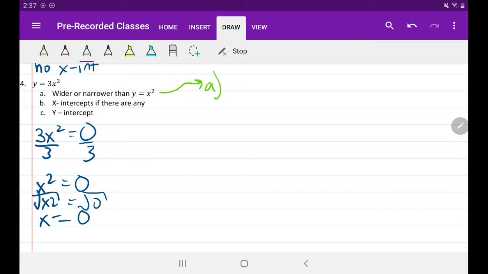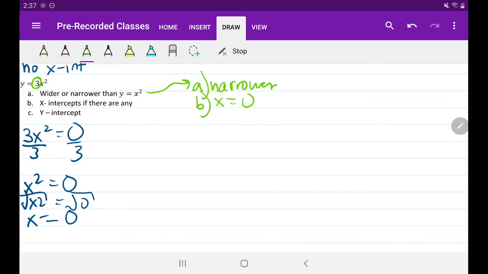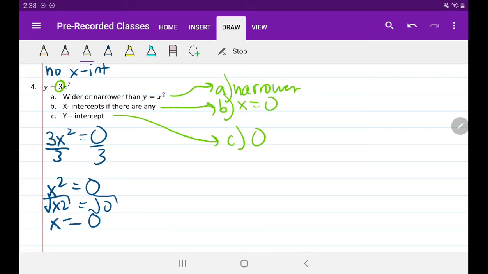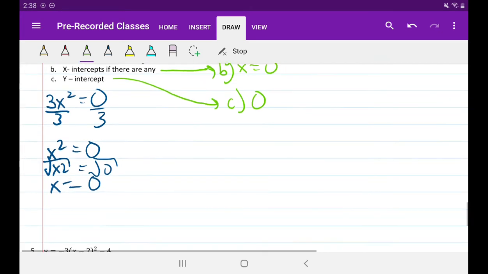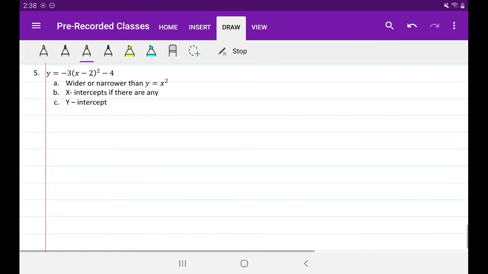So for part A, y is 3x squared. Well, your a value of 3 is greater than 1. So in this case, we'll say that we are narrower. Your x-intercepts are going to be just 0. And then for part C, your y-intercept, remember you get your y-intercept from plugging 0 in for x. So for this case, we'll just get 0, okay? So not very exciting at this point. We have narrower, 0, and 0 for our intercepts. So let's go on to number 5.